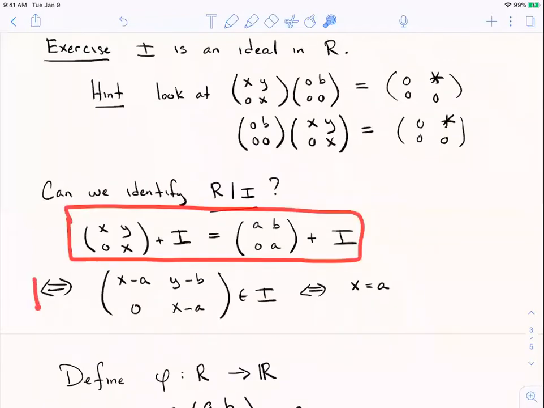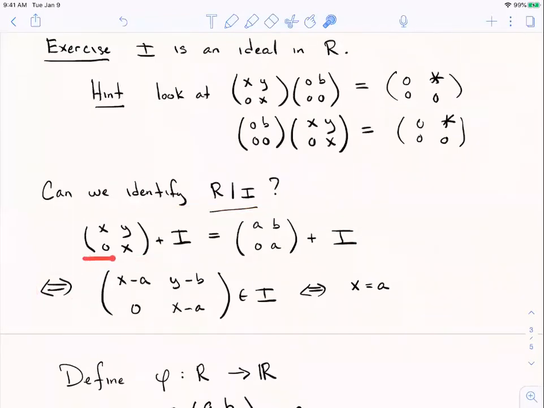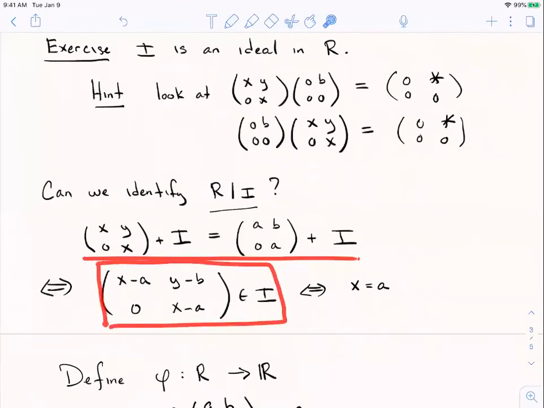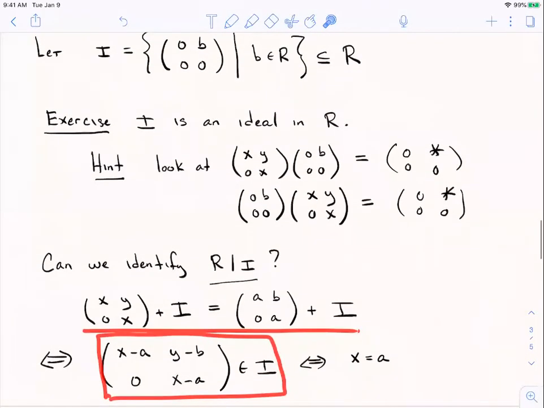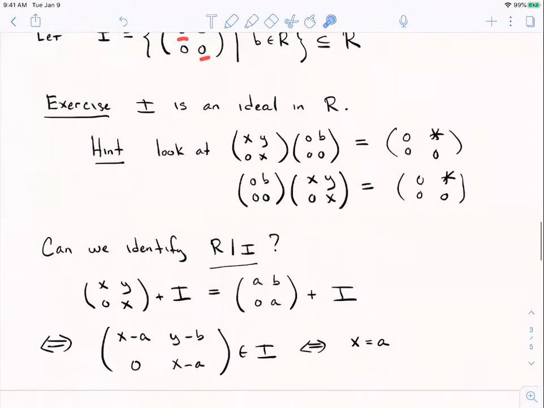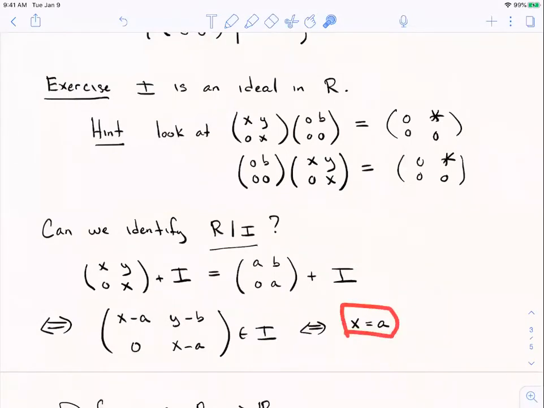Well, in some sense, the answer to that is always the same. Two elements represent the same coset when their difference belongs to the subgroup, the ideal, I should say, sorry. So the difference of those two representative matrices is just x minus a, y minus b, 0, x minus a, and that belongs to I. How do you get into I? Your diagonal entries have to be 0. So that matrix is in I if and only if x is equal to a. It's the only condition.